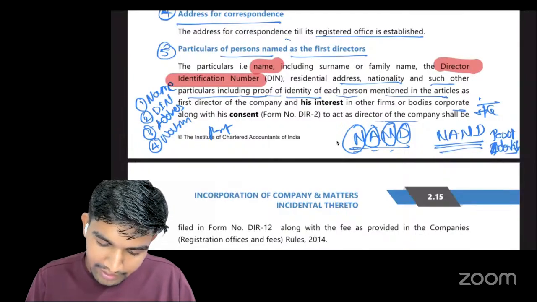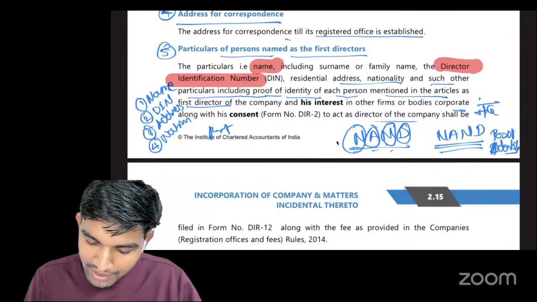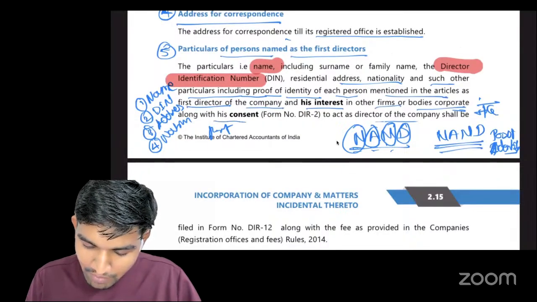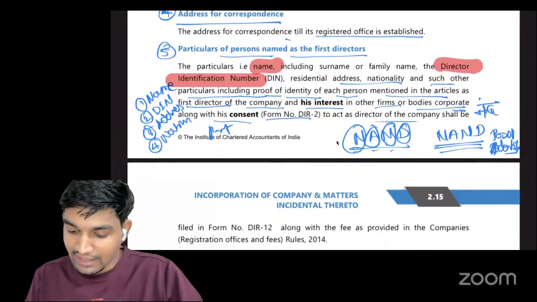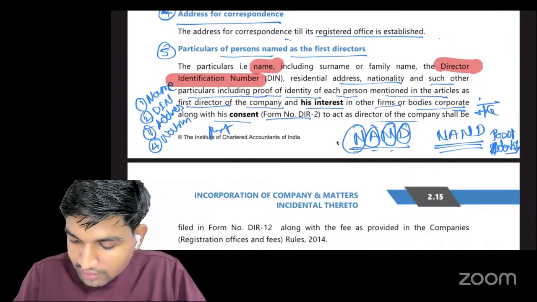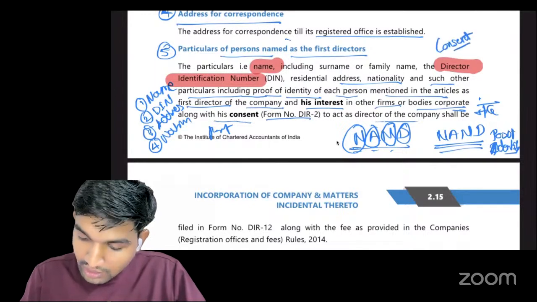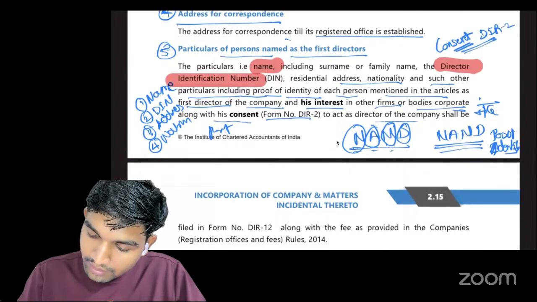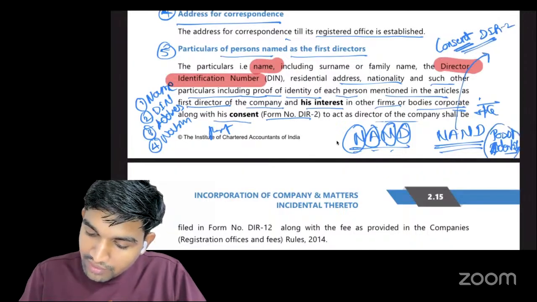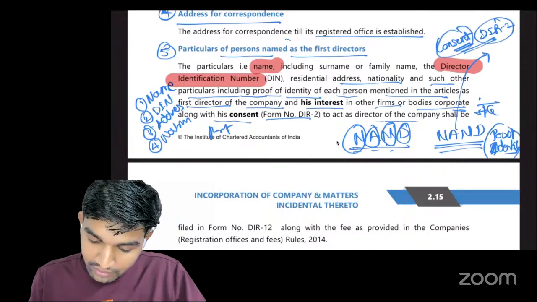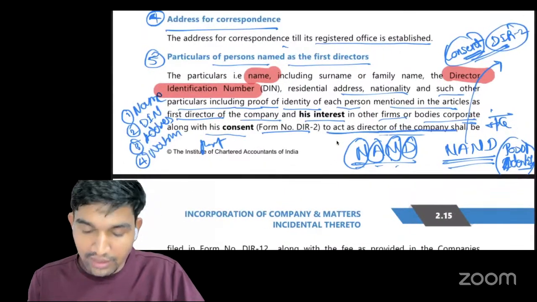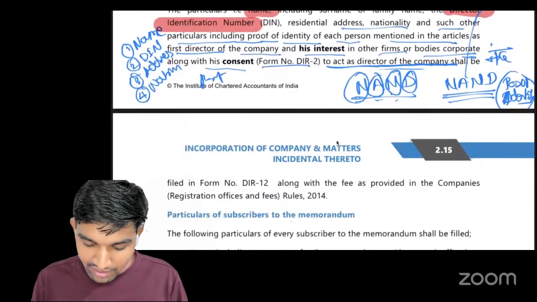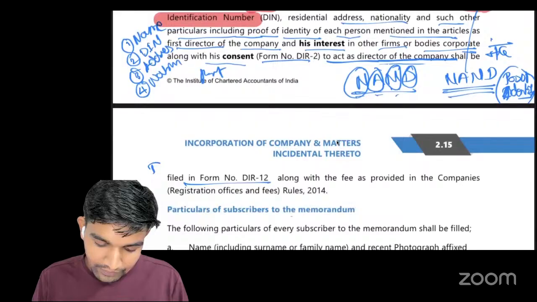Mentioned in the articles as first director of the company and his interest in other firms or bodies corporate, along with his consent form number DIR2. He also has to give consent in form number DIR2. What do you consent? Proof of identification. Then you have to give consent in DIR2 to act as a director of the company. It shall be filled in form number DIR2.